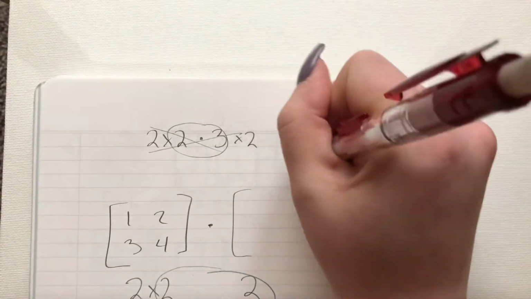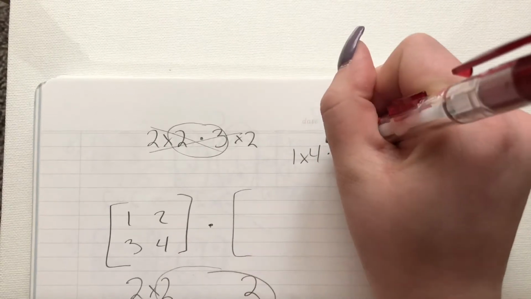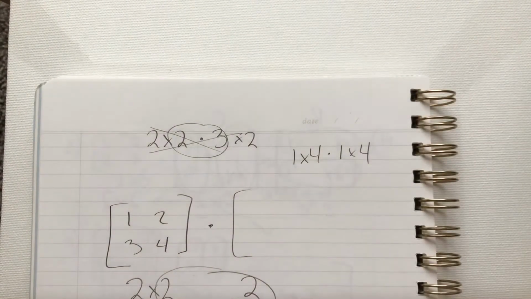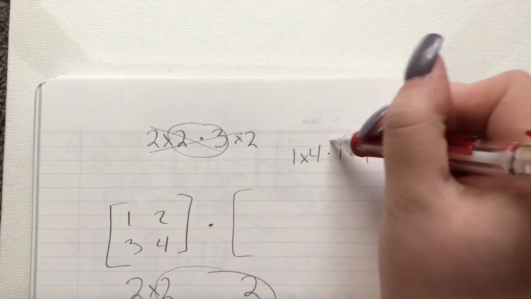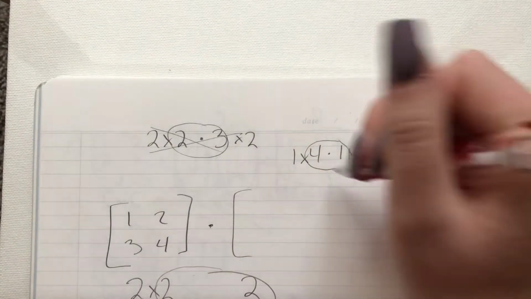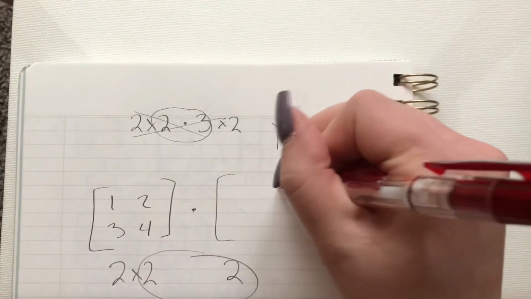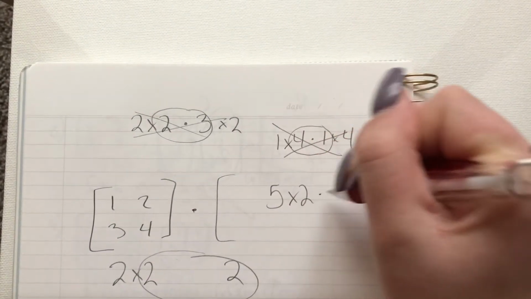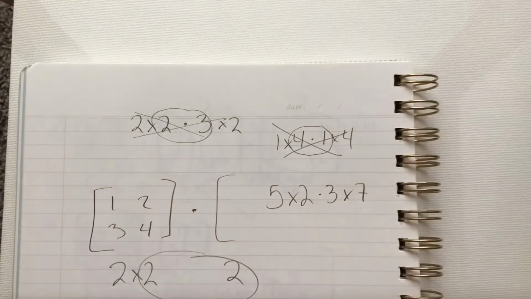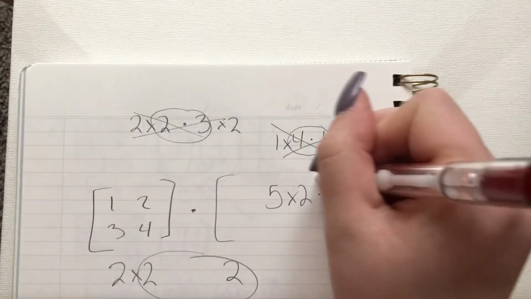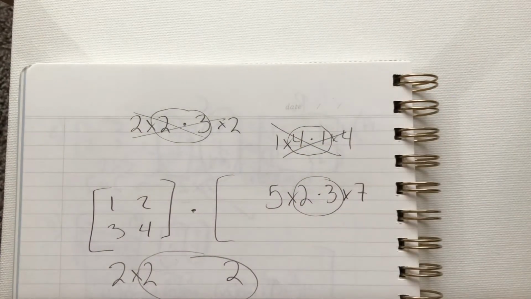Or you could say a 1 by 4 times a 1 by 4. Okay, they may be the exact same dimensions, but these numbers are not equal. That is also undefined. Okay, anything like that. A 5 by 2 times a 3 by 7. Okay, that is undefined. These numbers have to be the same. So that is number 15.